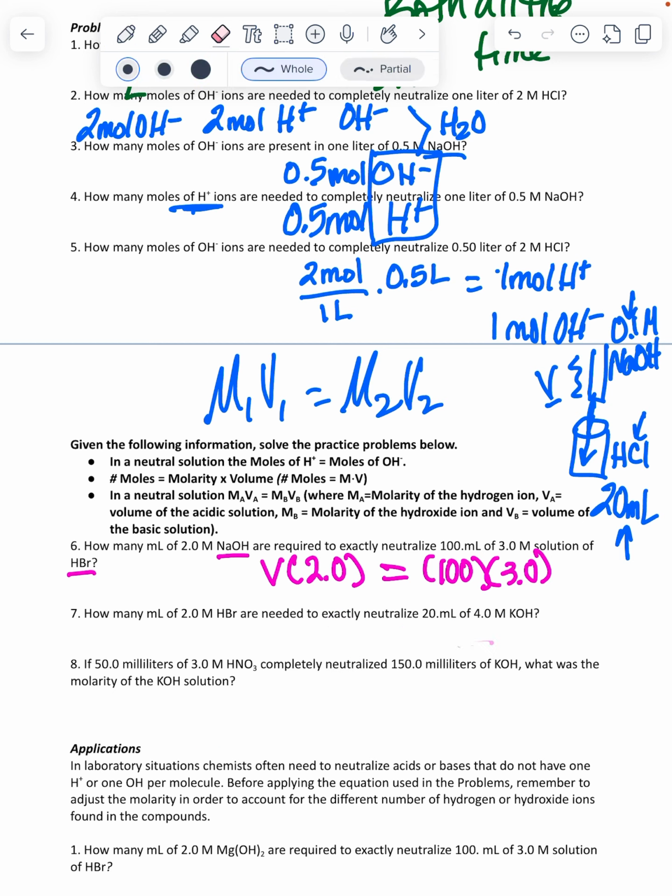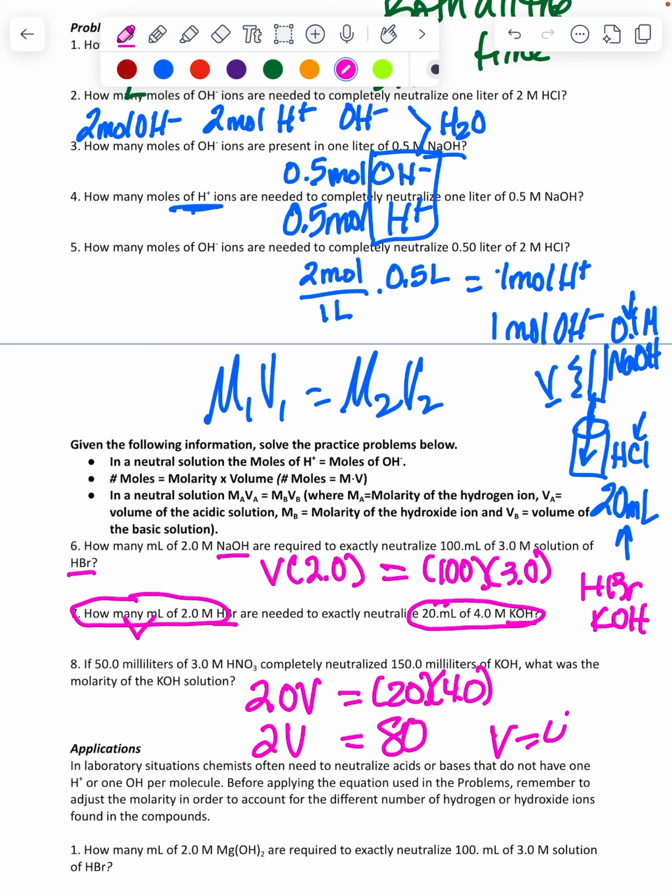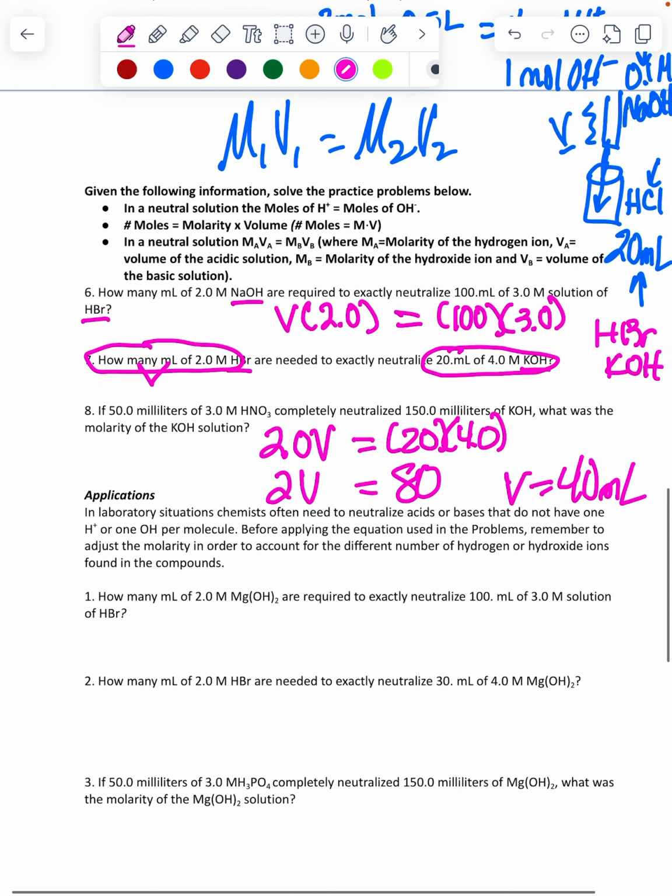The next one says, how many milliliters of 2 molar, so those are going together, are needed to neutralize 20 milliliters of 4 molar KOH? Notice we have HBr, KOH. HBr and KOH are in a 1-to-1, so we can use this equation. So we have 2.0 V equals 20 times 4. I'm not worried about sig figs, you guys. 2V equals 80, so V is 40 milliliters. Agree?